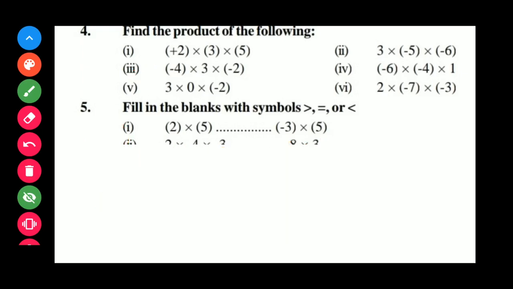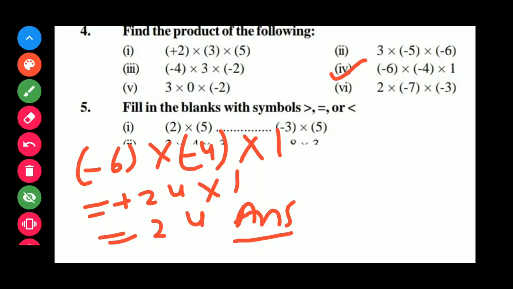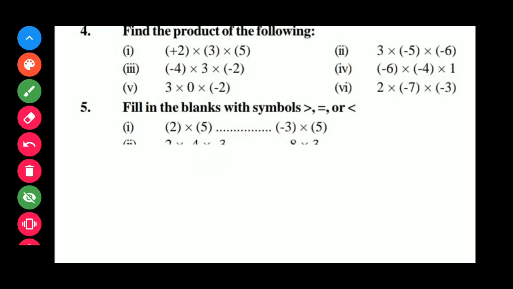Now come to the fourth part of this question. It is minus 6 into minus 4 into 1. So it is minus minus, it is plus, 6 times 4 is 24, into 1. So it becomes 24. That is the answer. Now fifth part and 7, that is for your homework. So you can do it at home. That is homework.